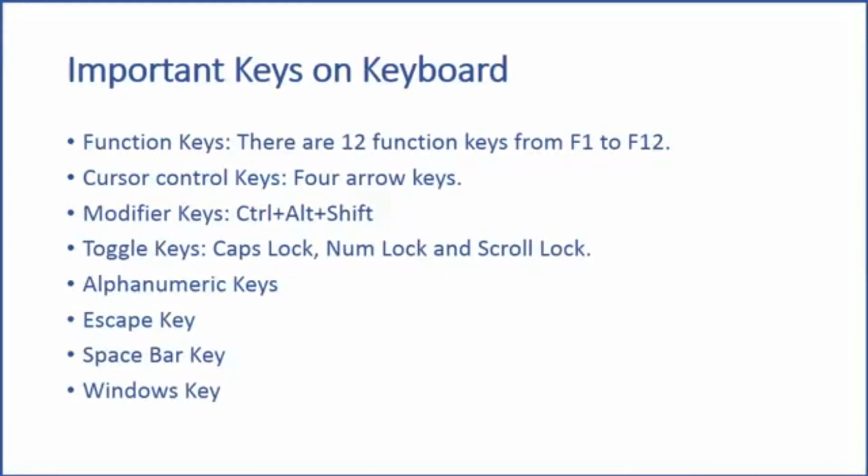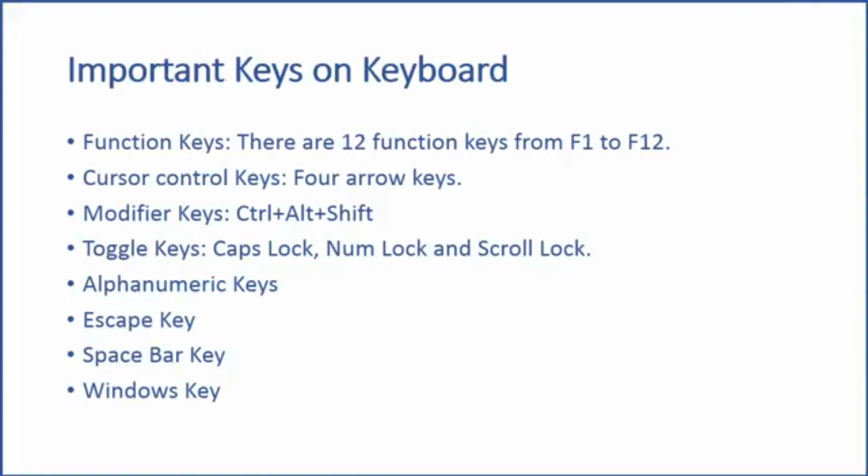Now, important keys on the keyboard. First one is the function keys. There are 12 function keys on the top of the keyboard, from F1 to F12. Next one is cursor control keys. Cursor control keys are the 4 arrow keys: top, bottom, left, right. They are generally in the inverted T formation on the keyboard. Then there are modifier keys. Control key, Alt key and Shift key are known as the modifier keys. Next one is toggle keys. Caps Lock, Num Lock, Scroll Lock, they are the toggle keys.